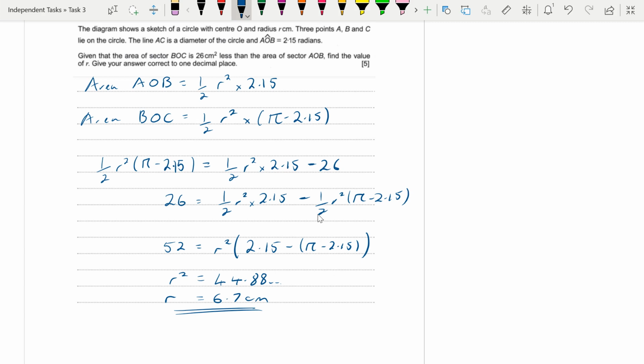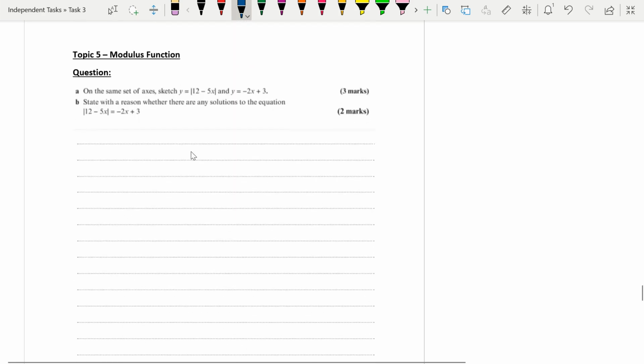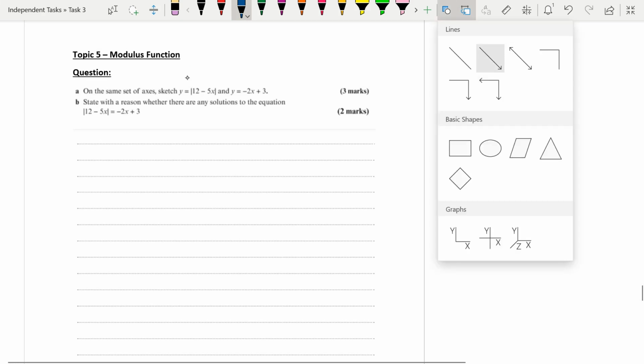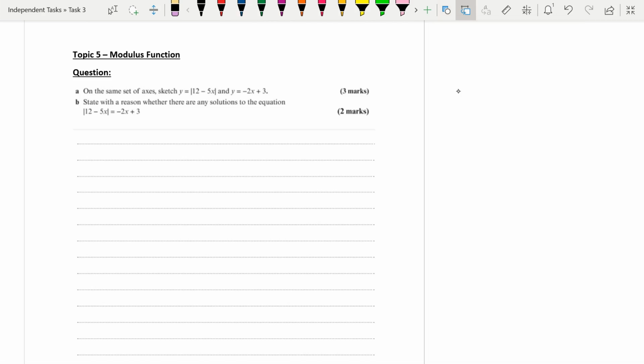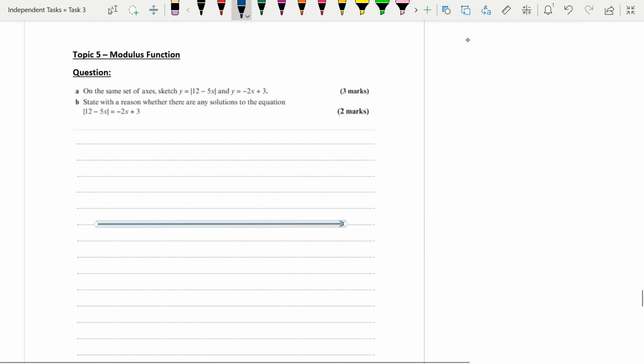So for the final question, we have a modulus function. Okay, we got a bit of sketching, a bit of describing it. So the first thing I'm going to do is sketch my axes. Let me draw a set of axes really quickly. So I'm going to have my X and my Y.